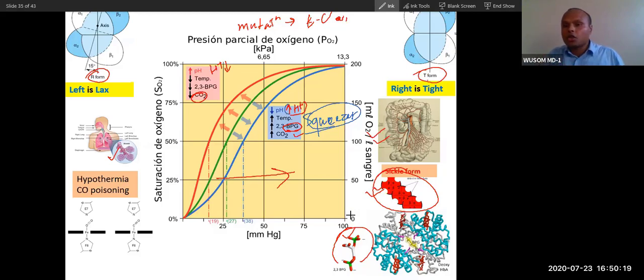Always there will be dissociation of hemoglobin. Dissociation of oxygen from hemoglobin is the problem, and that is why this curve is called the oxygen dissociation curve. Oxygenation rarely is a problem. Dissociation is a problem everywhere, so that is why dissociation is regulated. So you can see these two, BPG and sickle cell, will shift the curve towards the right, and also hypothermia, low temperature, and then CO poisoning.